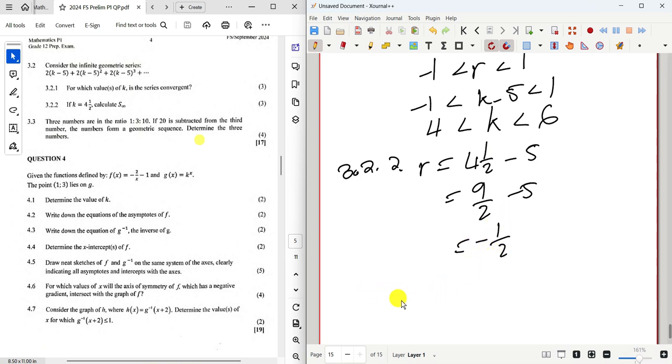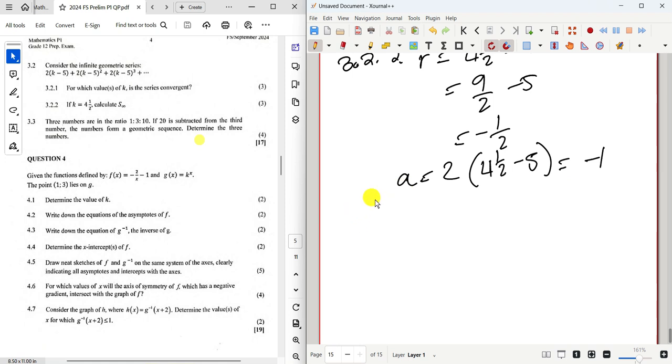And then what is the value of a? A was 2 into, again, 4.5 minus 5. So what is this? This looks like it will be minus 1.